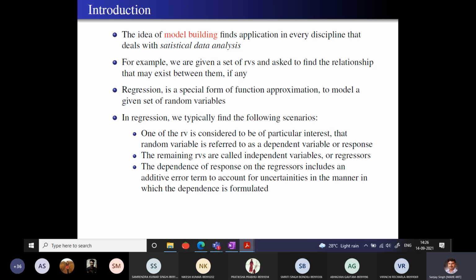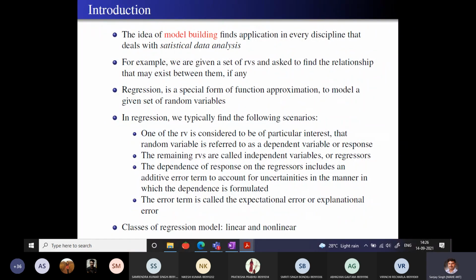And the dependence of the response, that is y, simply put, if I am saying y equals f of x, then x is the regressor and y is the response variable. The dependence of the response on the regressor includes an additive error term to account for uncertainties in the modeling. An error term is always added because there may be some phenomena which we may not be able to model. To account for that, we add this error term, which is called either expectational error or sometimes explanational error.